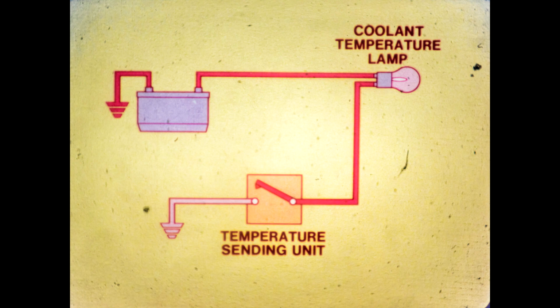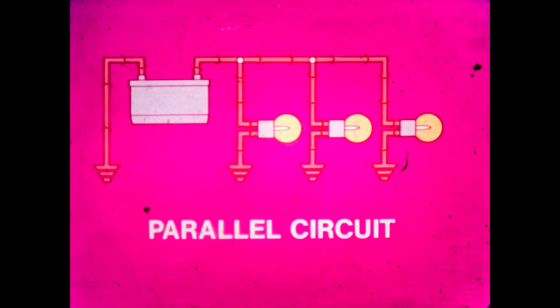But the circuit cannot be completed and the lamp will not light until the circuit is completed through a temperature-sensitive sender located in the engine block. This sender unit will not complete the circuit unless the engine reaches a critical temperature.